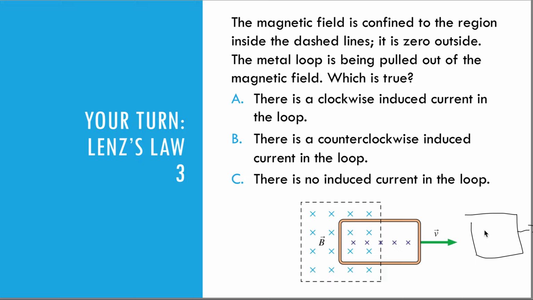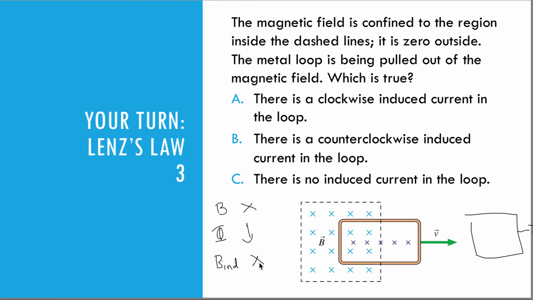The flux is changing, there's going to be an induced current in this loop. So the first question is, which way is the field? The field is going into the page. You can see by the crosses here. The second question is, is the flux increasing or decreasing through this loop? The flux is decreasing because there's less and less field through that loop. So then the next step is to say, well, if the flux is decreasing, the induced field direction is going to be in the same direction as the original field.